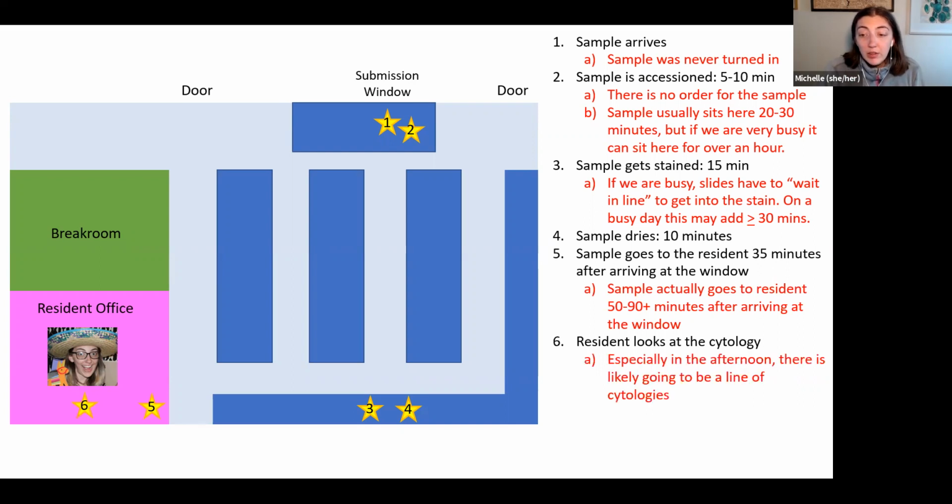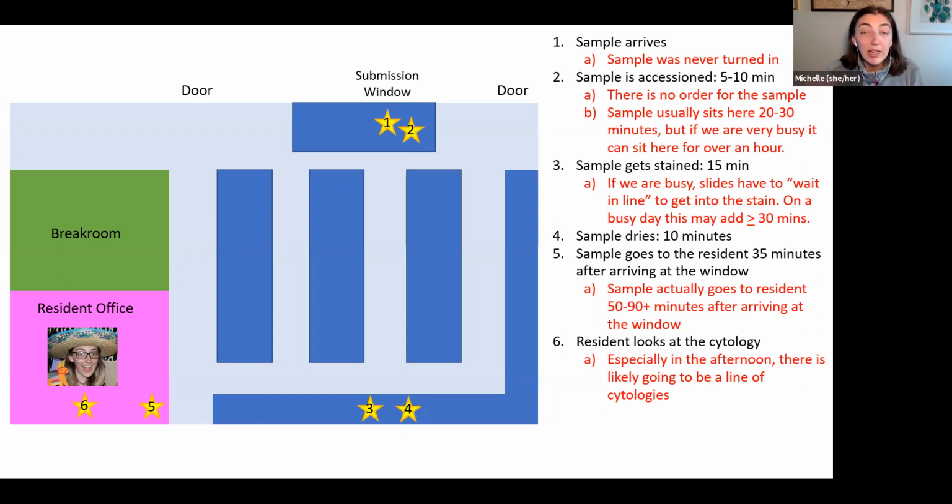And then the resident looks at the cytology, especially in the afternoon, I have other cytology samples to look at. So there may be a line of cytology samples, and I may not be getting to your sample as soon as it's turned in. Sometimes I try to triage this and peek at things, to make sure nothing is like a septic abdomen or anything like that.